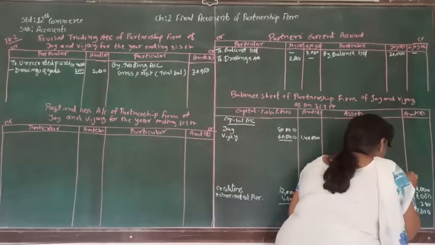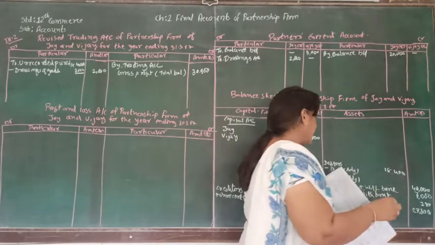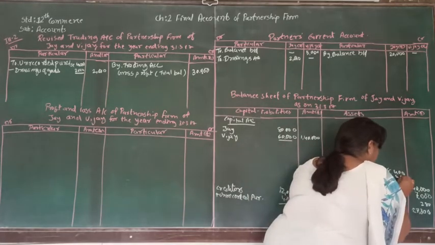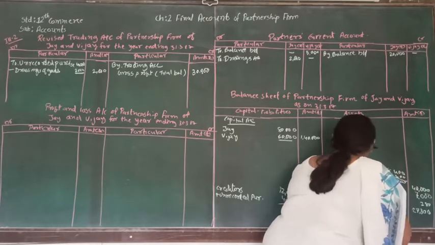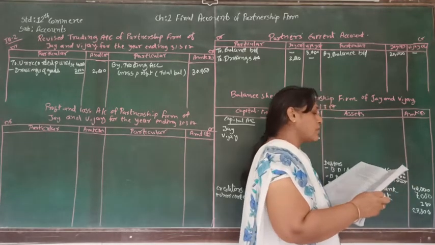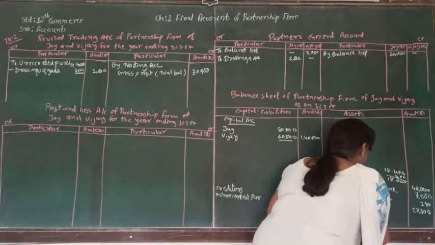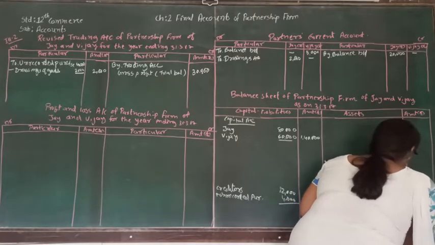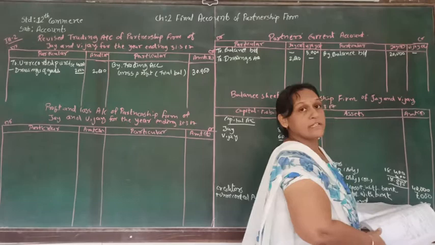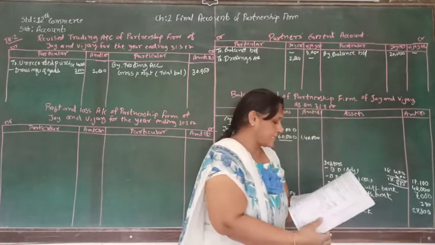So here bad debt, and here adjustment number 4 is telling us to write off 400 as a bad debt. So here 400 as a bad debt. So net debtors is 18,000. From net debtors, adjustment number 4 again says provide 5% bad debt reserve. So here bad debt reserve is 5% of 18,000. That will be 900. So from 18,000, 900 is going to be deducted, that will be 17,100. So that is debtors.